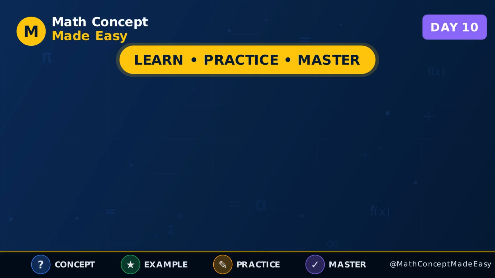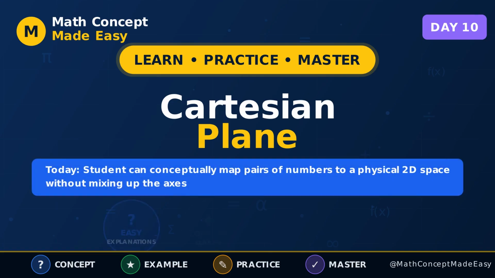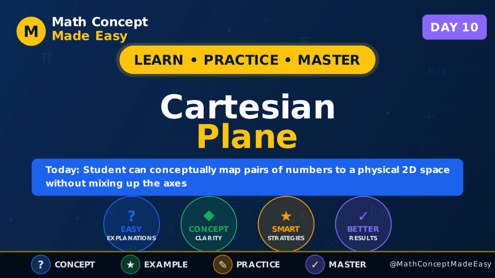Today is day 10, and our lesson is all about the Cartesian plane. Before we start, a quick recap. In our last lesson, day 9, we studied algebraic identities, all standard identities with geometric proof. If any of that feels unclear, pause here and re-watch day 9 first, because today builds directly on it. By the end of this lesson, students can conceptually map pairs of numbers to a physical 2D space without mixing up the axes. Grab a notebook, get comfortable, and let us begin.